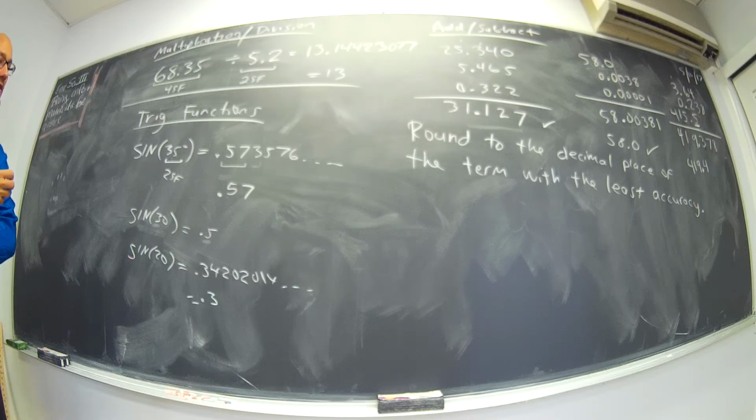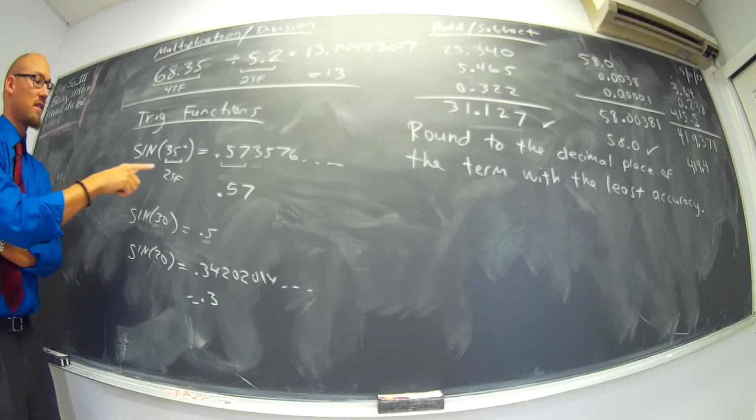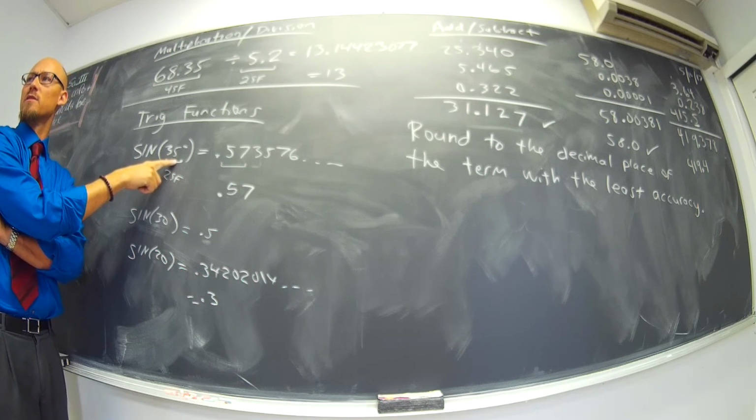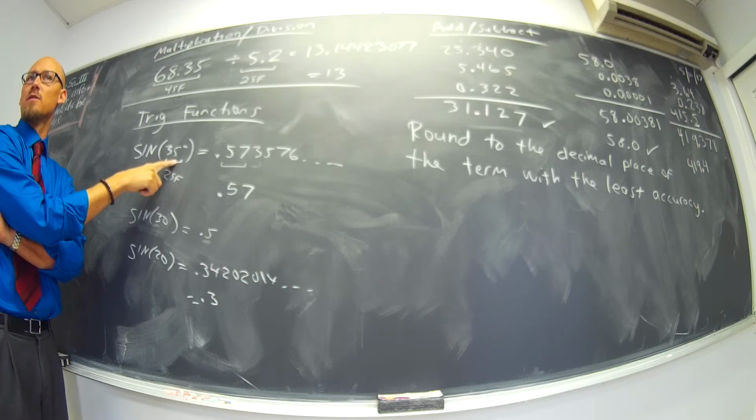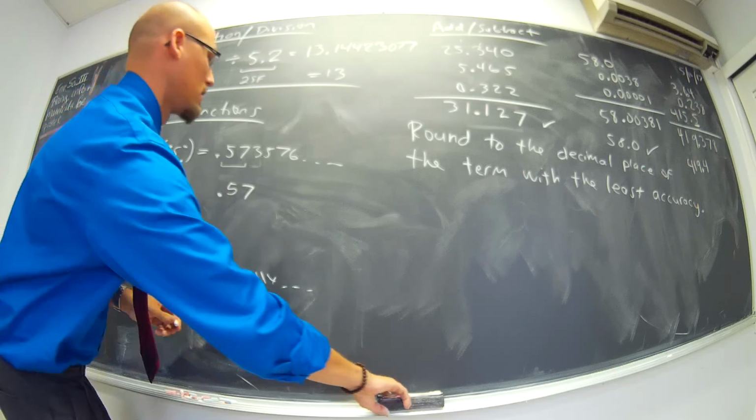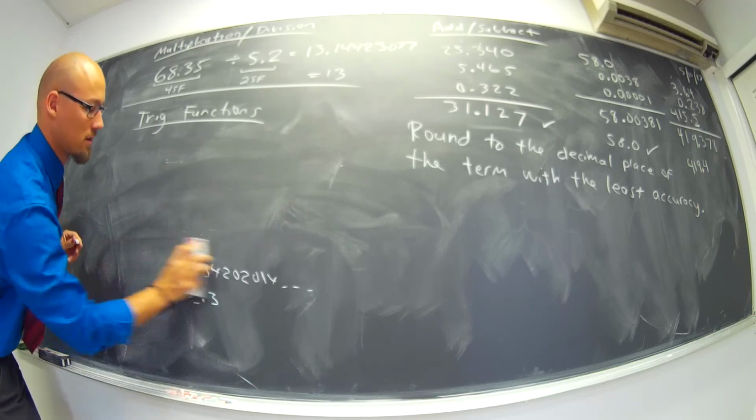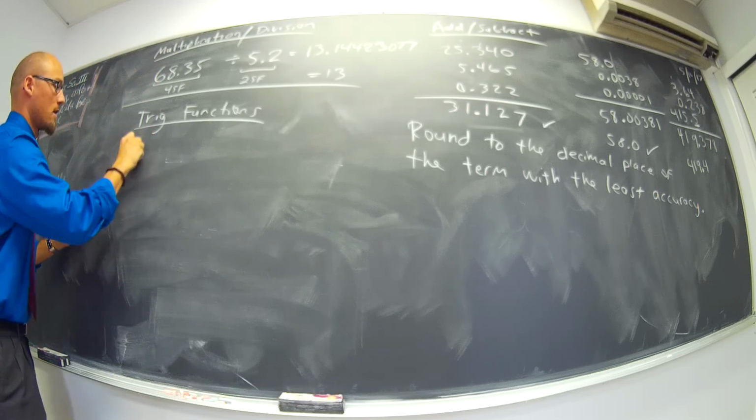So trig functions round to the number of sig figs in your argument inside of your trig function. You could call it the angle if you wanted to. Round to the number of sig figs in your angle.